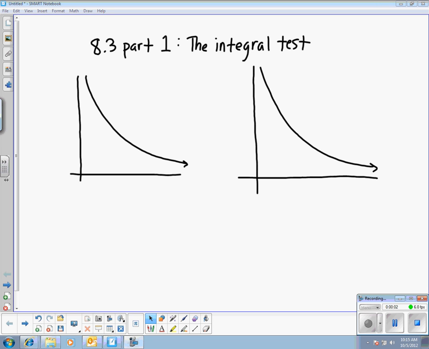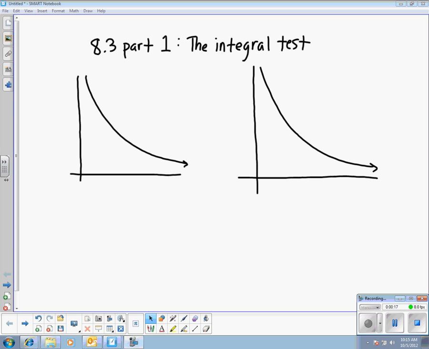Okay, guys, we're going to start 8-3 today. We're going to make it two parts. The two parts are the integral test and P series. And the integral test is up first.